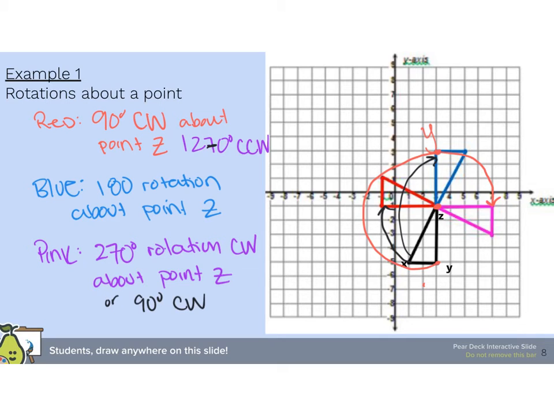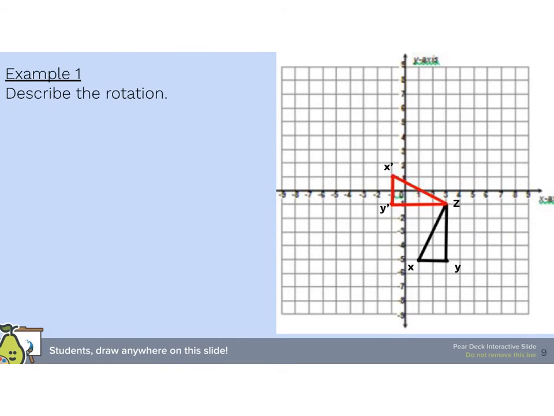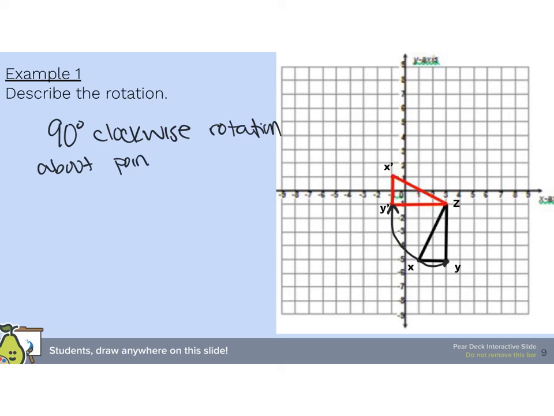So the problem, for example, is asking us to describe the rotation that we see from the black triangle, which is the pre-image, to the red triangle, which is the image. So I see from one point to its corresponding point, that's 1/4 of a circle. So this is a 90-degree clockwise rotation about point Z, but you need to give the ordered pair just in case they're not labeled. I want you to be able to give the point of rotation. It's the point 3, -1.